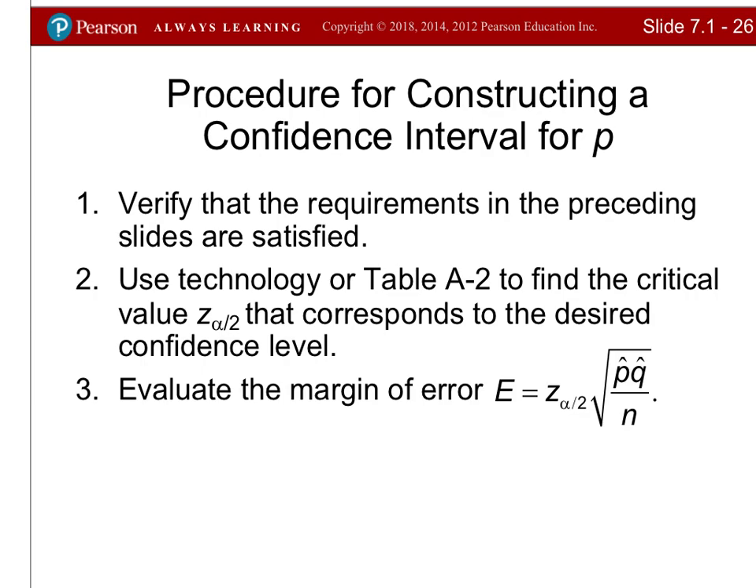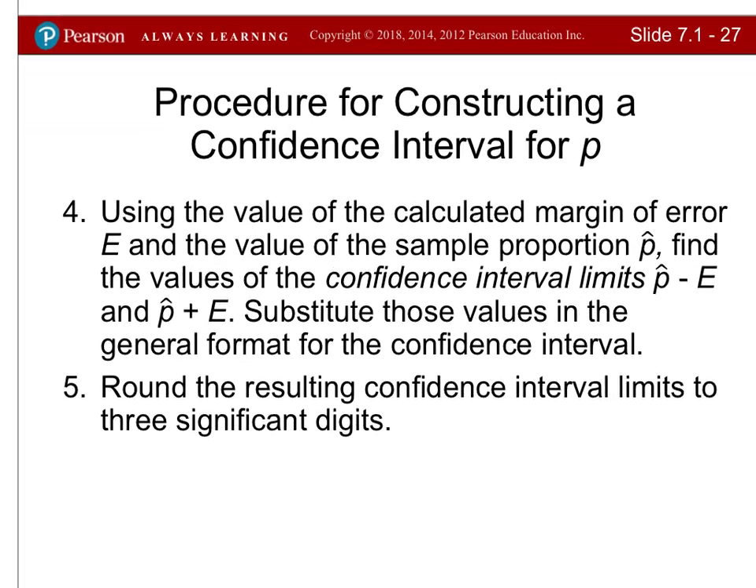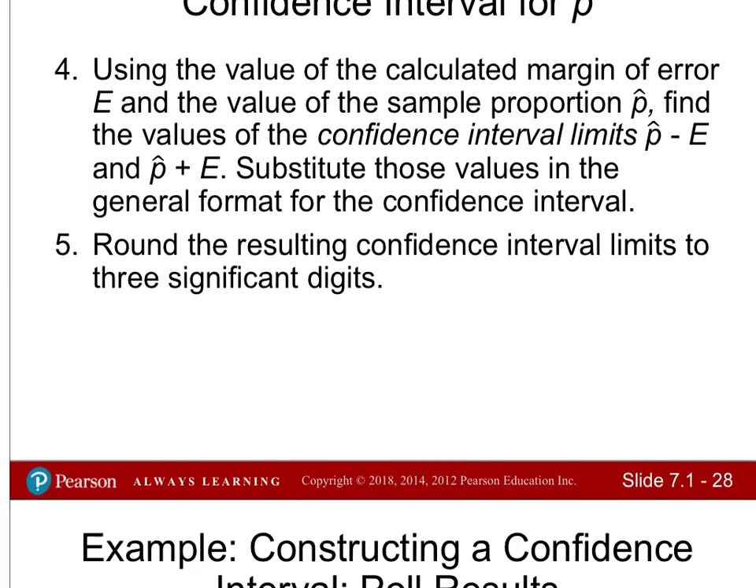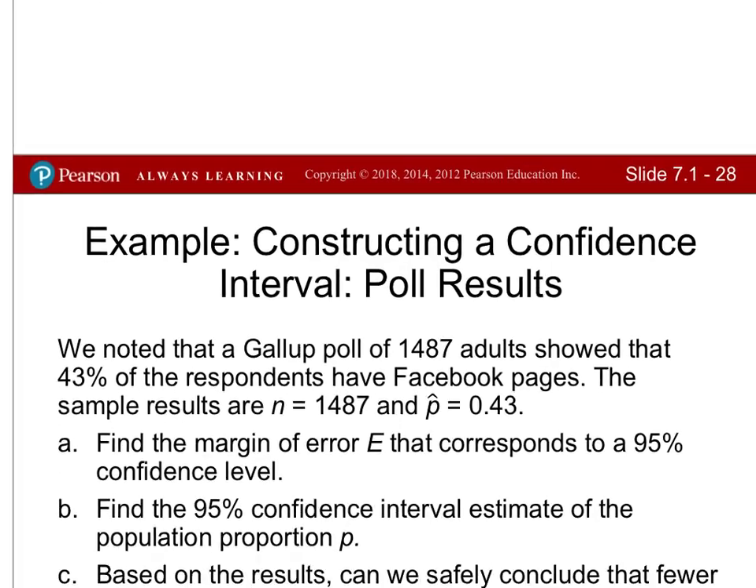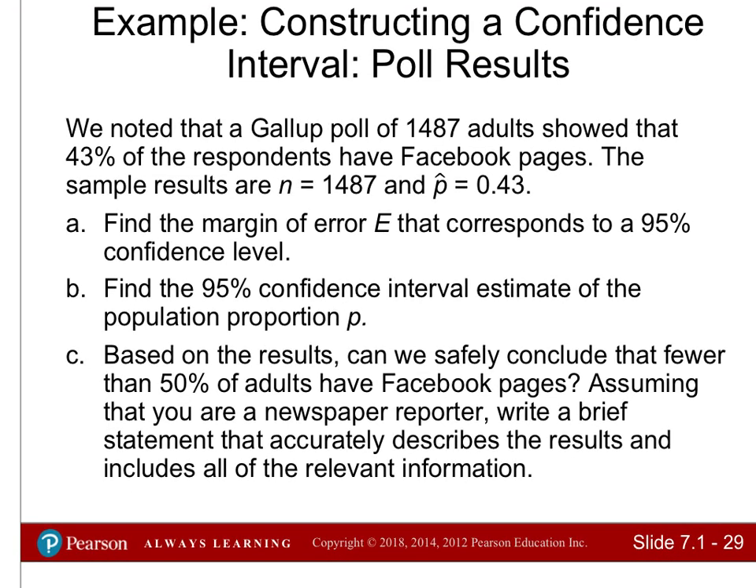All right, here's the procedure, but let's just demonstrate an example. We've demonstrated this with several examples, but if you want a listed procedure, there's the procedure given in the slide. So here we go. We've already seen this before. We're dealing with a percentage of people that have Facebook, okay? And we want to find the margin. We want to find the confidence, the 95% confidence interval estimate. And so we'll just go through these.